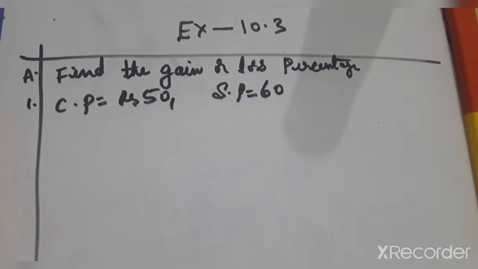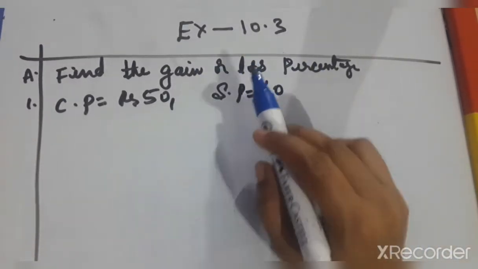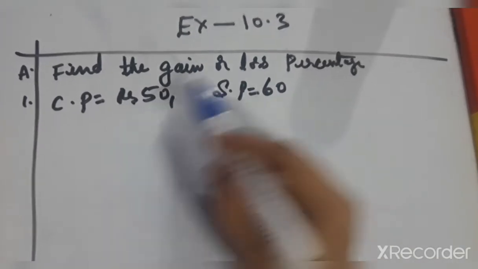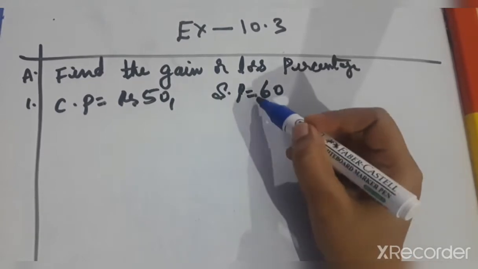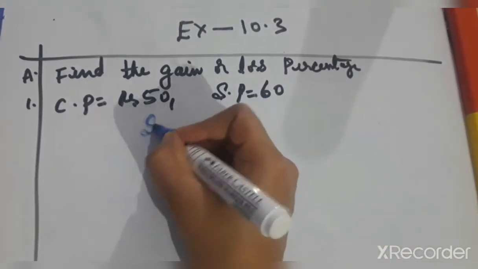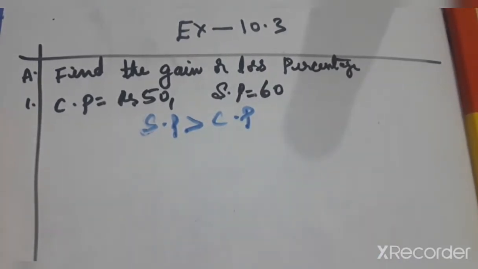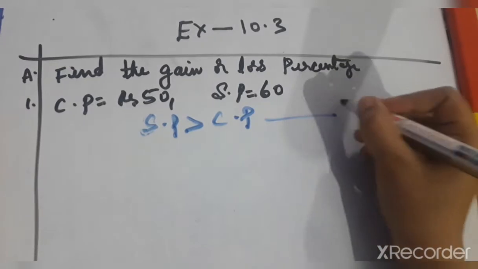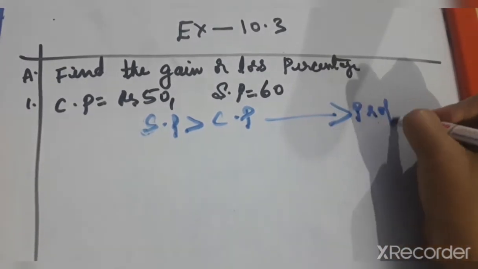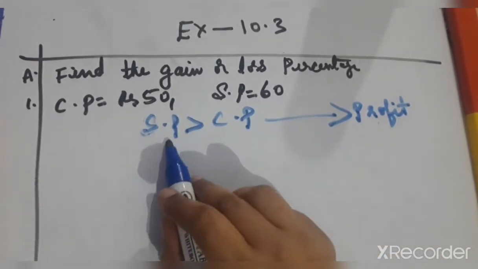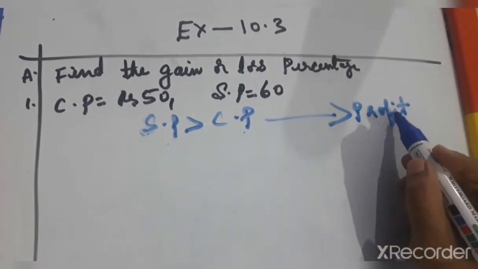To find the gain or loss percentage, we first want the gain or loss. Gain means profit and loss means loss. So here the cost price is 50, meaning the purchase price is 50, and the selling price is 60. Which is greater? The selling price is greater than the cost price. So, profit or loss? We get profit. When the selling price is greater than the cost price, then we get profit.